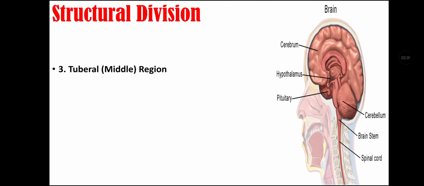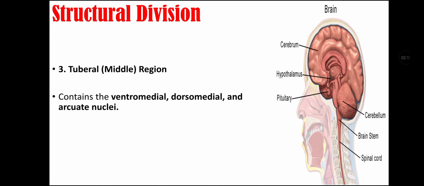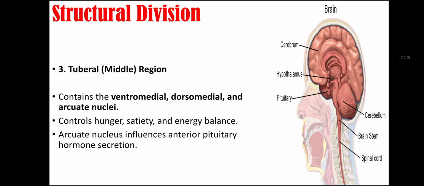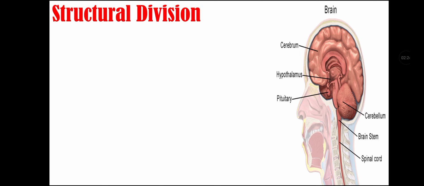Third region of hypothalamus is the tuberal region that is also called the middle region. It contains ventromedial, dorsomedial and arcuate nuclei. It controls hunger, satiety and energy balance. Arcuate nucleus influences anterior pituitary hormone secretion.